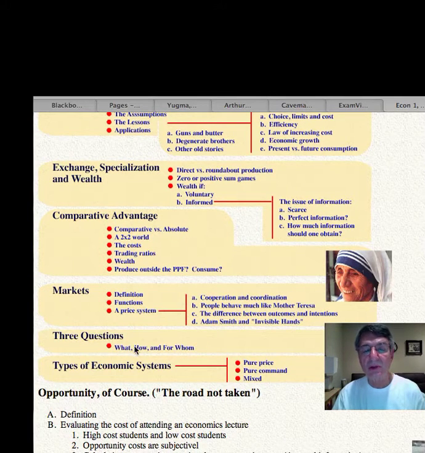The last bit has to do with the what, how, and for whom questions. Every society has to decide what to produce, how to produce it, and for whom. Who's going to get it? So the what to produce is the allocation of resource questions. Are we going to allocate more resources to the production of butter or more resources to the production of guns? How to produce is the technology question. Are we going to use lots of capital and not much labor, or vice versa? Are we going to use robot-powered, computer-guided, laser welding machines, or are we going to get welders, people with welding machines to do it? That's the technology of production question.